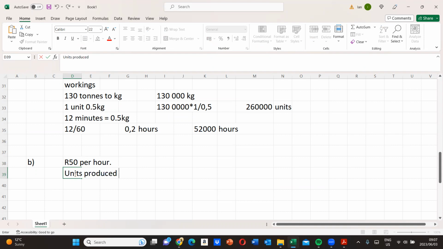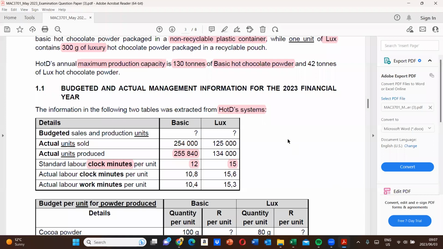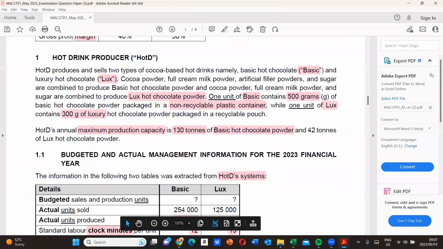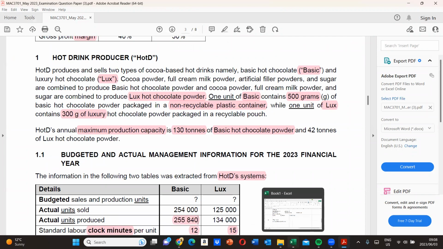Right? So they produced 255,840 units. Now, what is your unit? One unit is equivalent to, what did they say there? They said one unit, if we were to look at Basic, is 500 grams. Lux is 300 grams. Do you see that? So one unit is equivalent to that part.